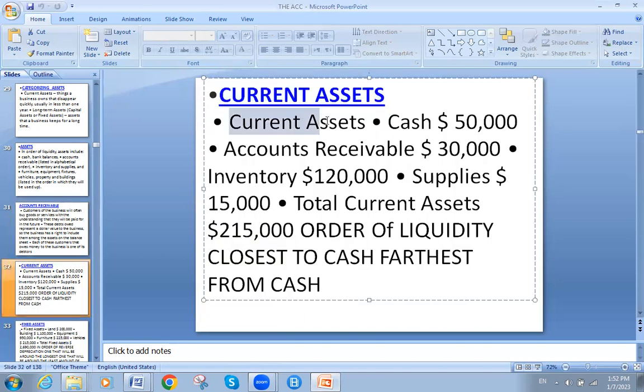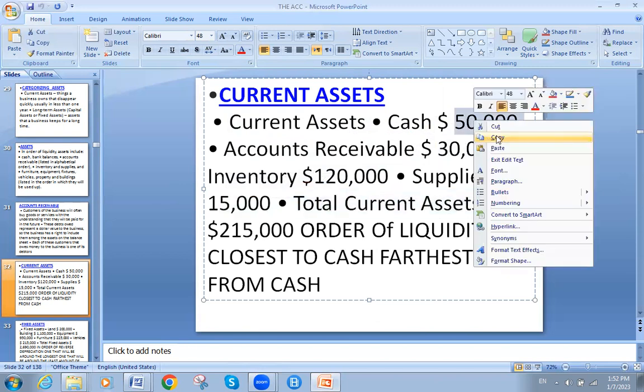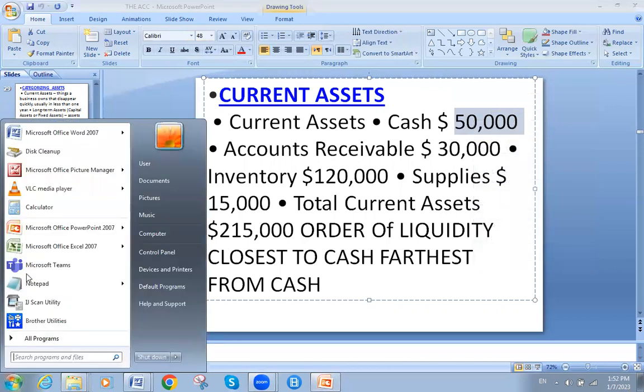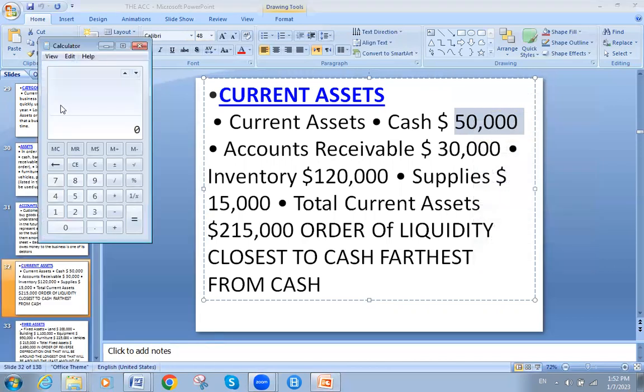If we have current assets like cash 50,000, account receivable 30,000, inventory 120,000, supplies 15,000, then the total current assets will be those together: 50,000 plus 30,000 plus 120,000 plus 15,000. If you calculate them, you can do this right now. Just one sec. Let me go for the calculator. Here we go.